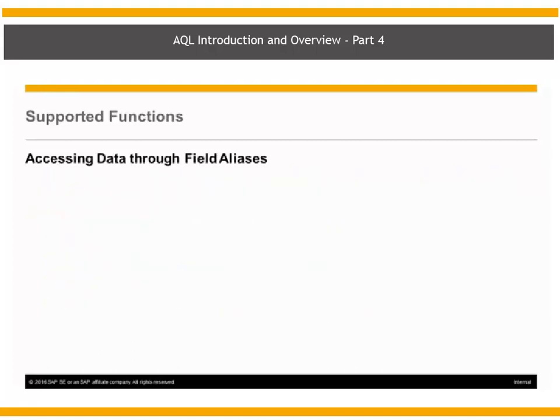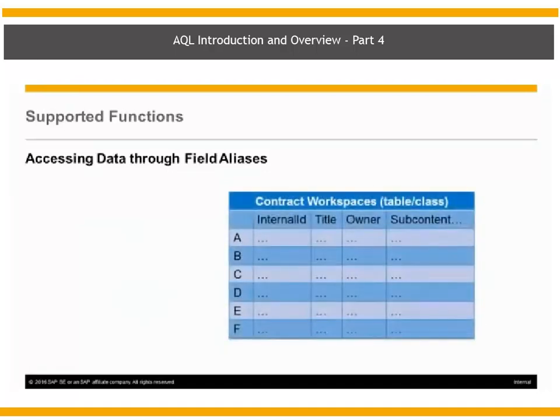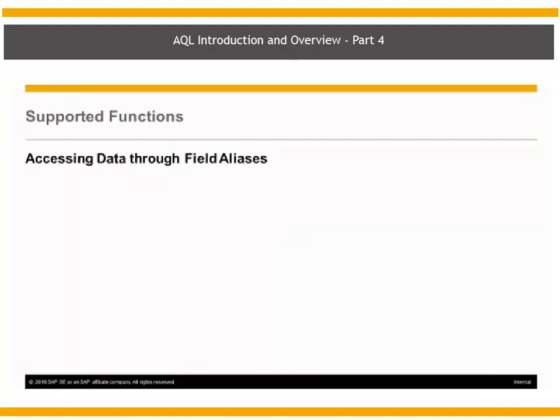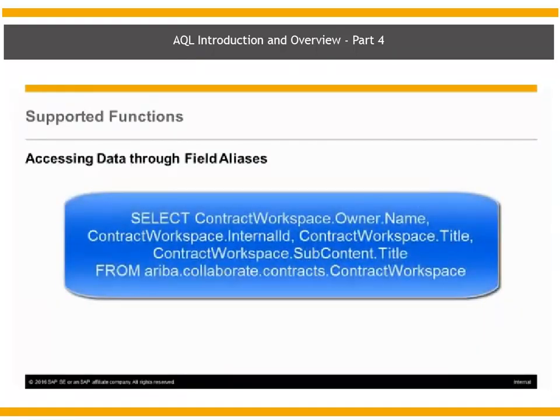For example, let's say we wanted to select in upstream the owner of the contract ID, the title, and the title of all the contract documents of all contract workspaces. In dot notation, the query would look something like this. Let's enter it into Inspector.